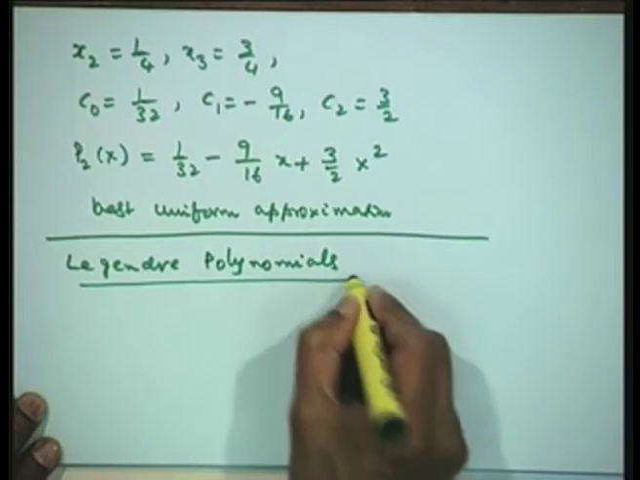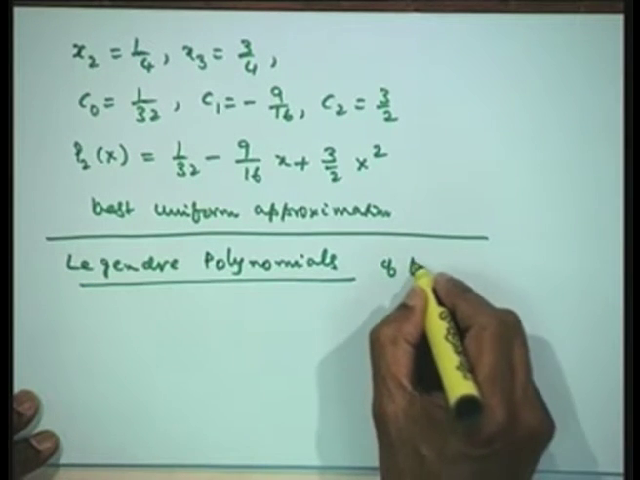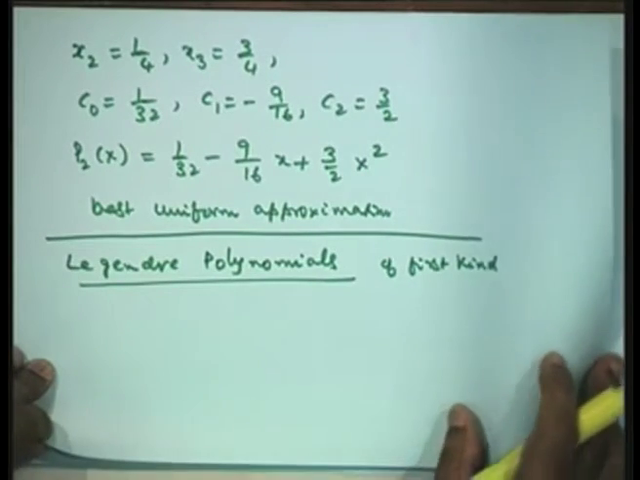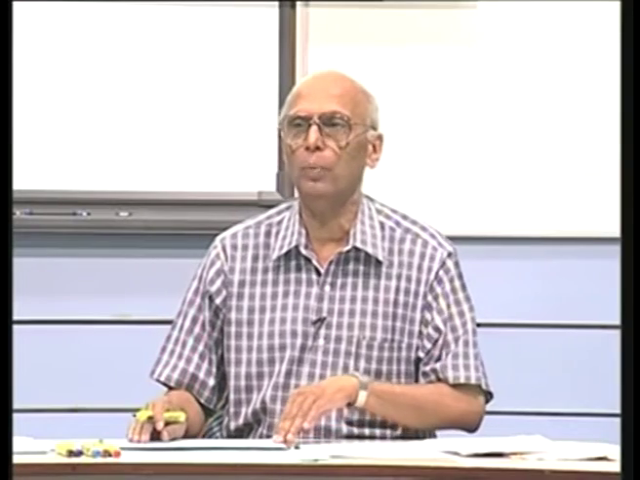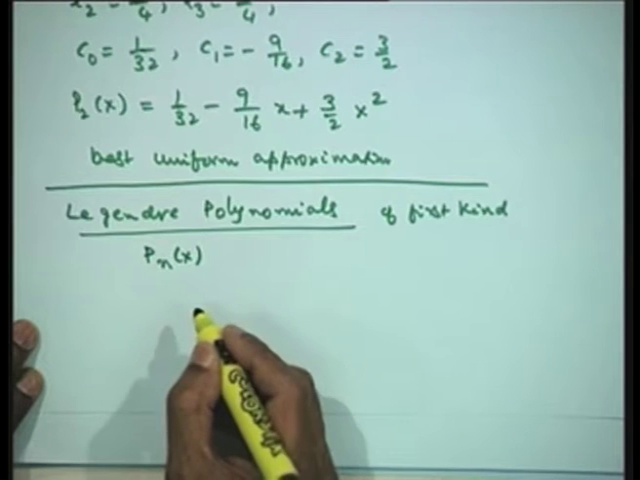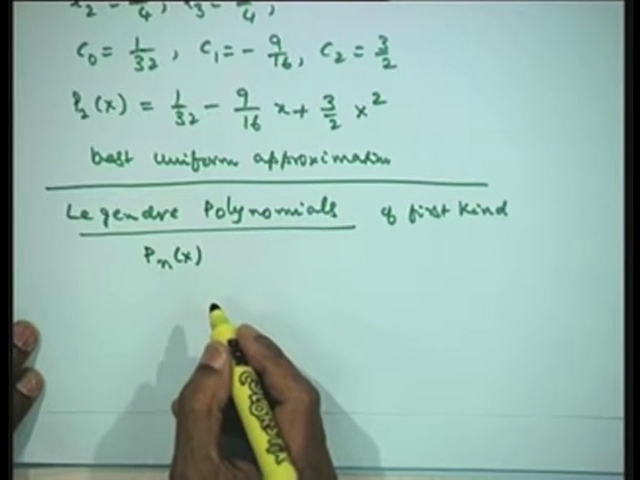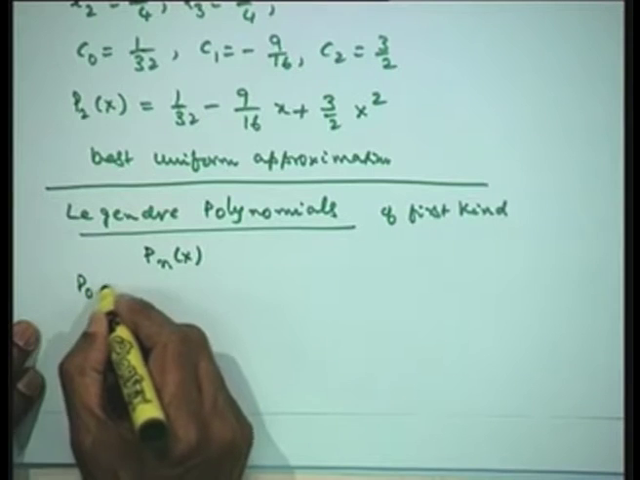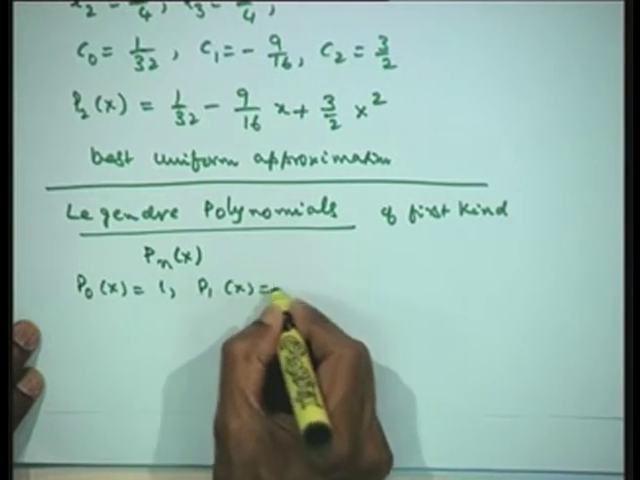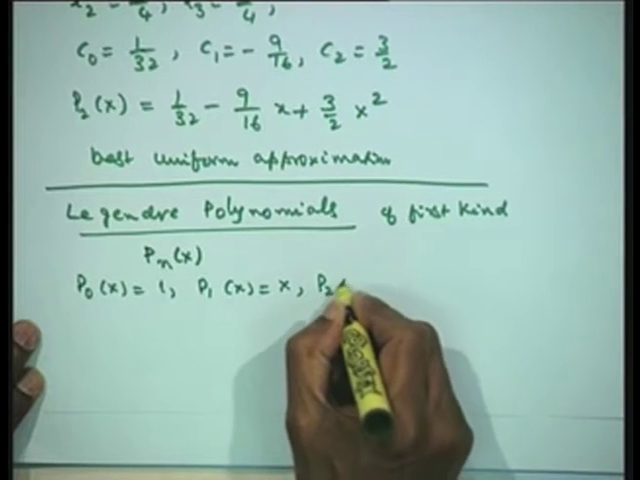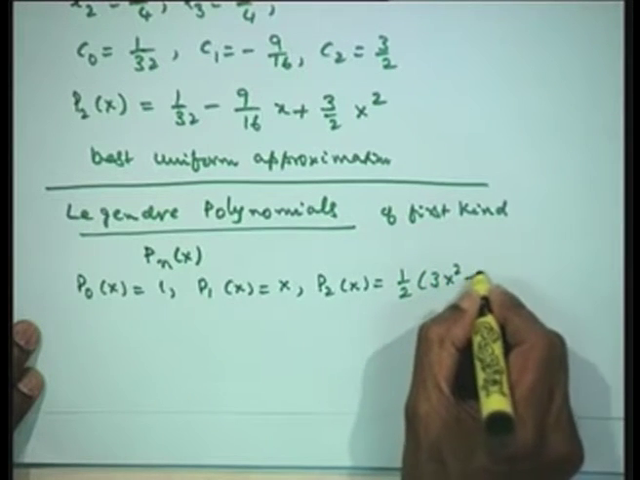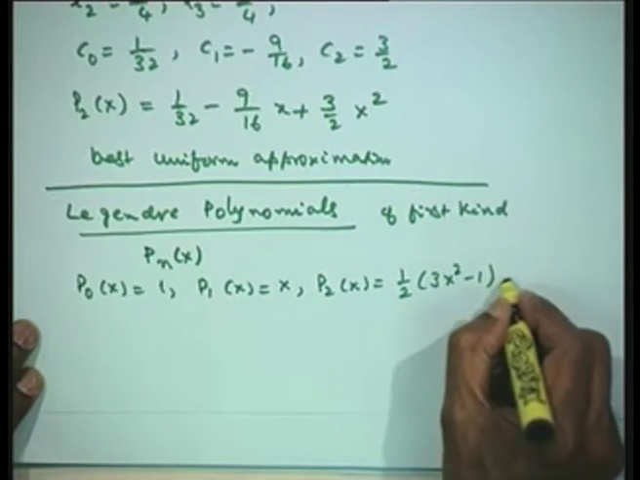The Legendre polynomials. Now, we are really talking of Legendre polynomials of the first kind, because the Legendre polynomials that we talk of normally are only the polynomials of the first kind, that is the polynomials P n of x. The first polynomial is 1, P1 of x is equal to x, P2 of x is equal to half of 3 x squared minus 1, and so on.